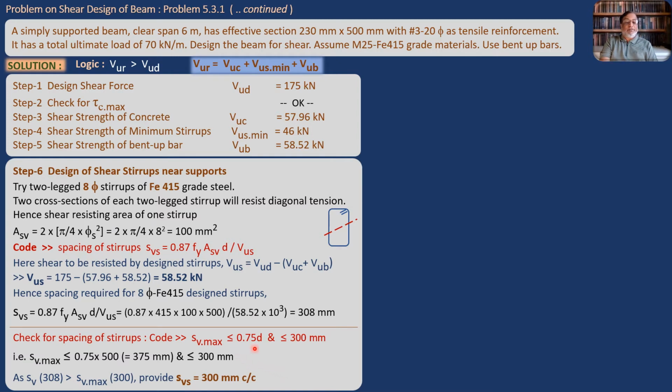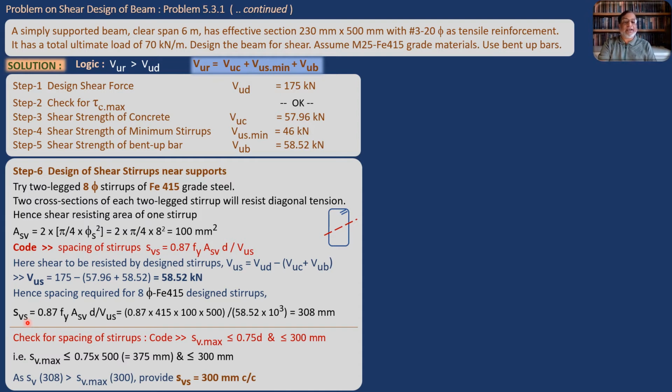So 0.75d is 375, this is 300, and the third value is 308. This means that out of these three values, 300 mm is the minimum value, and that is why we will finally provide Sv as 300 mm center to center. What is the meaning of this?